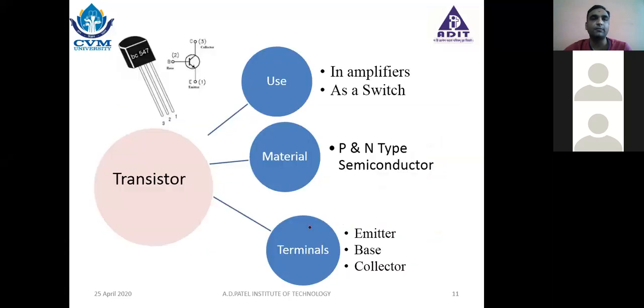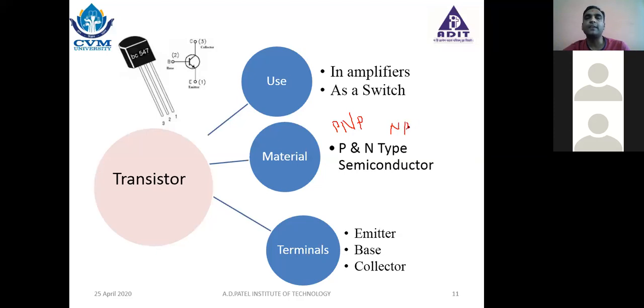Let's move to the next portion, which is the transistor. This also you are studying in standard 12. Transistors are again made up of semiconductor PN materials. Either it may be PNP or NPN. There are two types you may be studying: PNP or NPN type transistors are available.